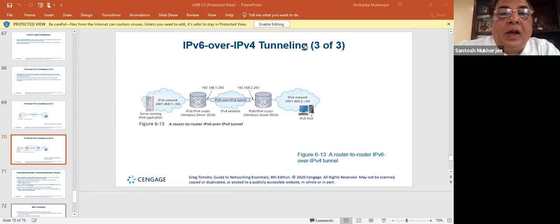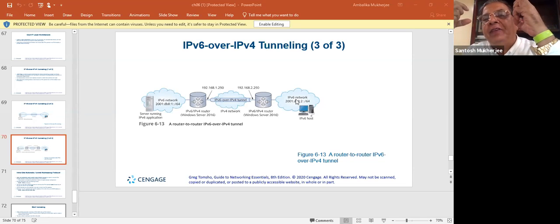Well, we are now trying to move towards IPv6 over IPv4 tunneling, router-to-router IPv6 over IPv4 tunneling. How is it happening? There is a server running IPv6 applications. This is the router which is basically interfacing between IPv6 and IPv4. It has an interface capability and a protocol which takes care of the tunneling aspects. Then it moves to the IPv4 network, and then again there's a router which handshakes them and brings it to the IPv6 host. So try to understand the situation.